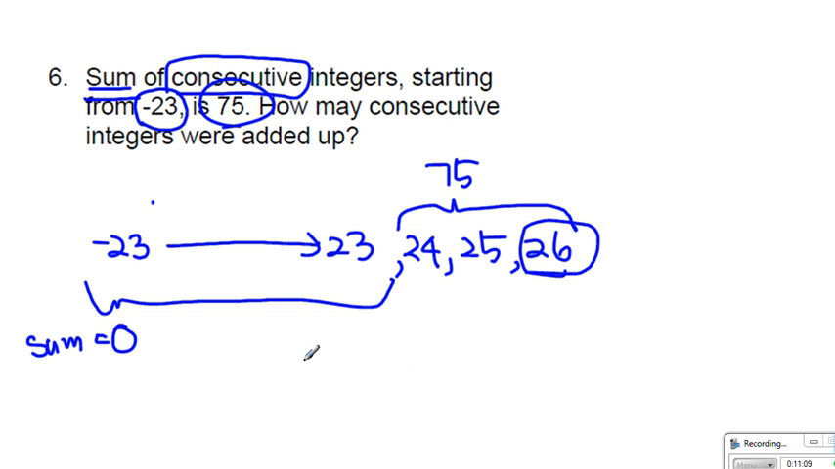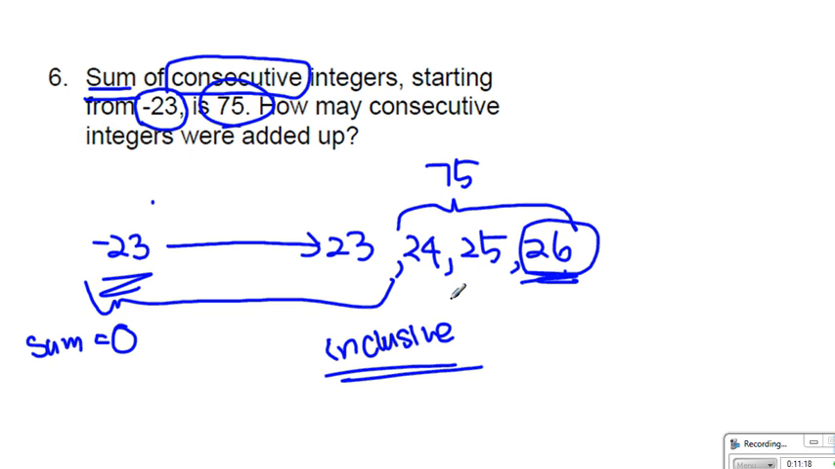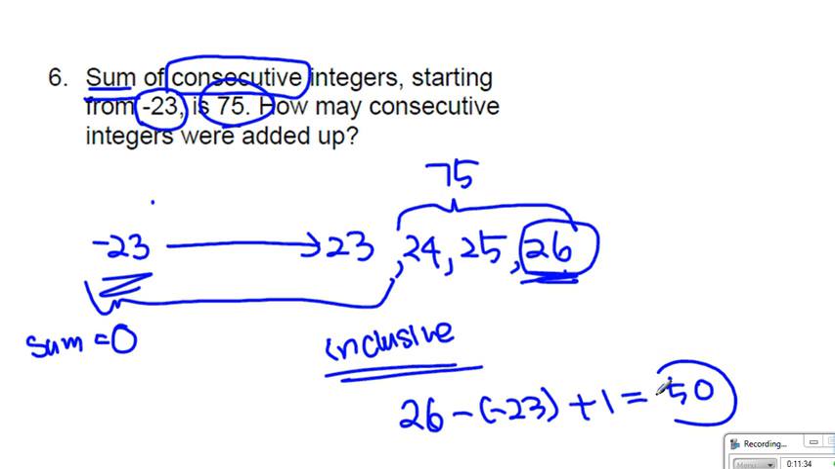That means we just have to, this is called inclusive counting, because we are including the two endpoints. So therefore, what we have to do is 26 minus negative 23. This is what many people would have done, but we have to add 1 because we are counting inclusively. Then here we end up having 50. There are 50 numbers that added up to get this result. All right, let us continue.